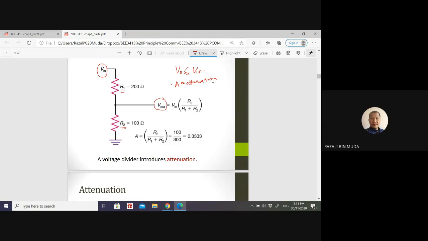Okay. In this case, the voltage across R2 can be calculated using the voltage division rule. So V out is R2 over the sum of R1 and R2, multiplied by V in, the total voltage from ground to R1. So you get this V out. Therefore the attenuation is V out over V in equal to this one, so 0.333. Okay, yeah?